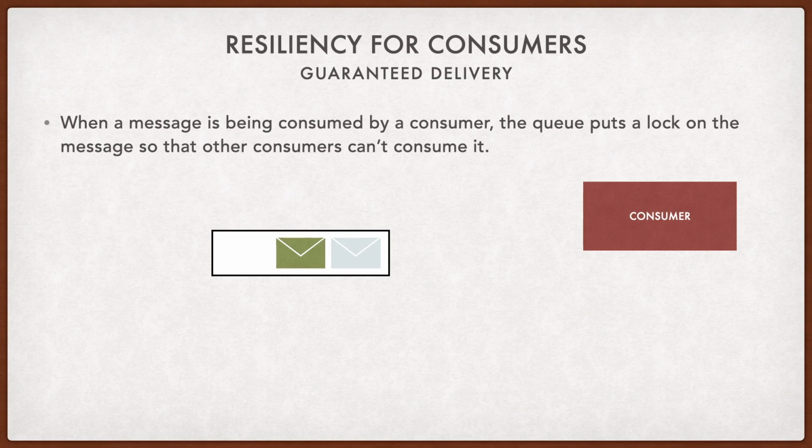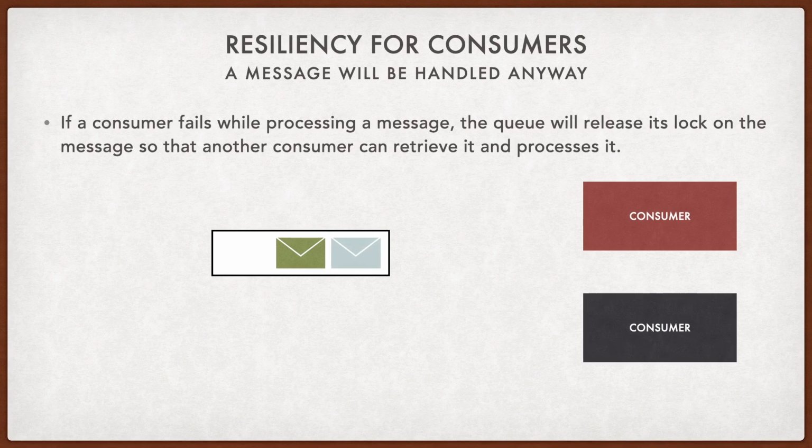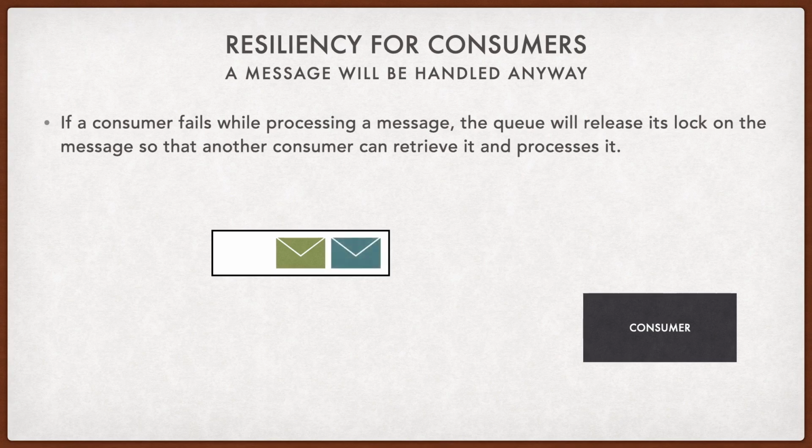This lock, however, has a time limit. If the consumer fails to delete the message during the lock period, the lock will time out and the queue lets other consumers consume it. If a consumer fails while processing a message, the queue will release its lock on the message so that another consumer can retrieve it and process it. Now the message is back in the queue again and ready to be consumed. Likewise, a message queue always ensures that the message is processed at least once.